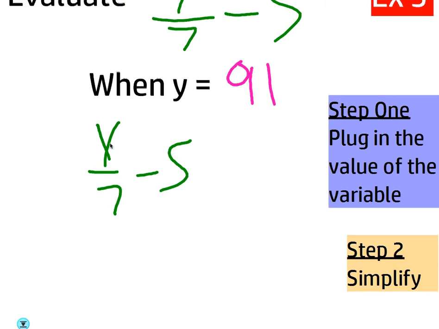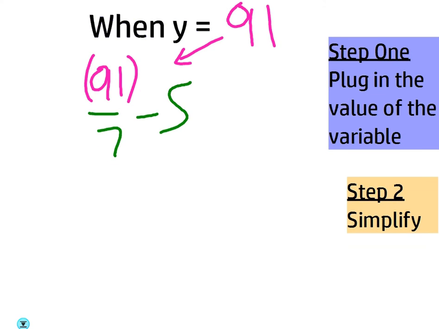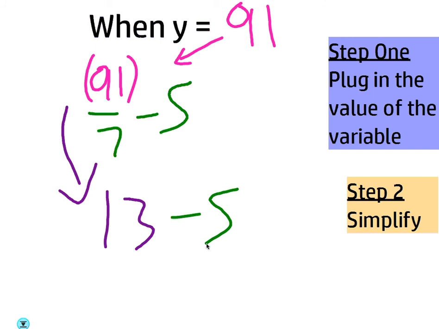Rewrite. Divide 7 by 91. Rewrite it. Well, 91 by 7. All right, we're going to plug in 91 for y. Put in parentheses. Well, first of all, PEMDAS, we will divide before we subtract. What is 91 over 7? You guys remember? 13, yes. 13 minus 5 equals 8.